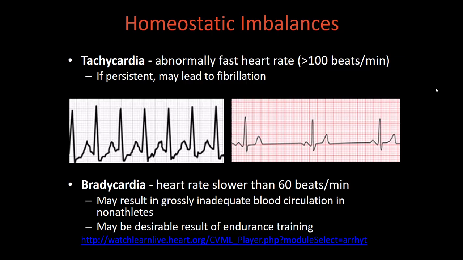Two other things that we can look at with the ECG are imbalances in the heart rate itself. So tachycardia is when you have an abnormally fast heart rate, more than 100 beats per minute. And if tachycardia gets really bad, then you can go into a fibrillation situation where we're back to the total chaos and the heart really needs to be shocked. And then the other one is if it's too slow, less than 60 beats per minute, and that's bradycardia.